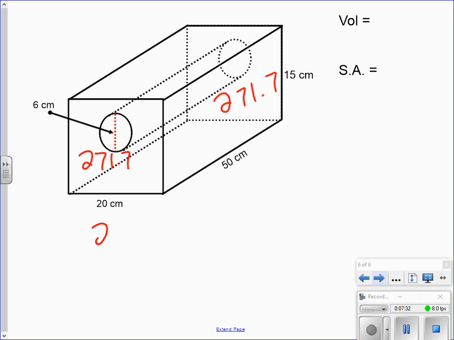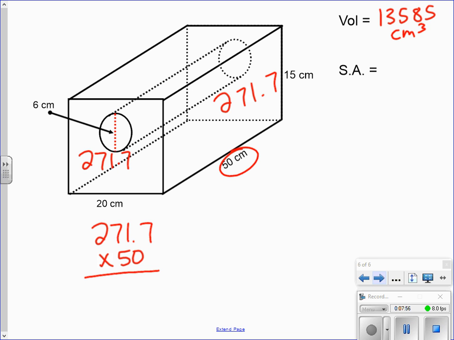Now remember, to find the volume, that's easy. I'm going to do 271.7 times the depth, which is 50, and that will give me the volume of this shape. Again, it's the area of the front times the depth. 13585. So volume is 13585 cubic centimeters.